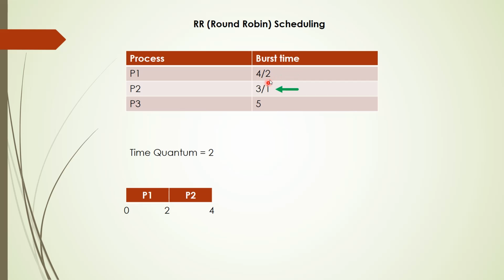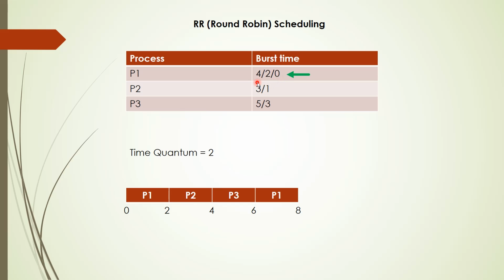The next process is P2. P2 is allotted 2 clock cycles and it needs 1 more clock cycle to complete its execution. Similarly, P3 is given 2 clock cycles from 4 to 6 and it needs 3 more clock cycles to complete its execution. Now this order P1, P2, P3 will be repeated again. P1 will again be given 2 clock cycles. Now it has completed its execution.